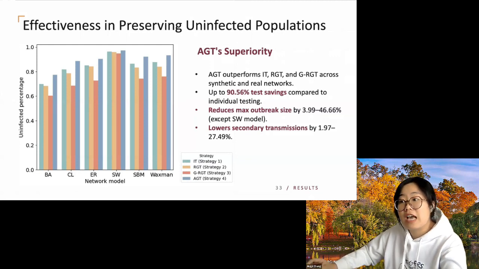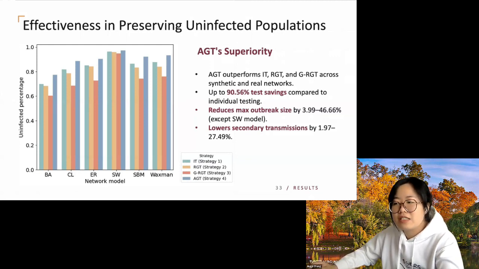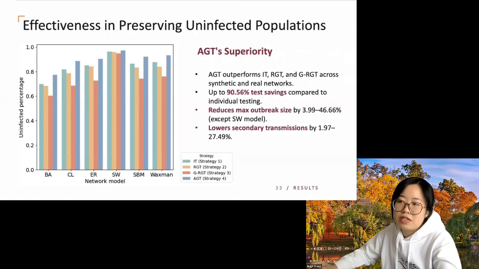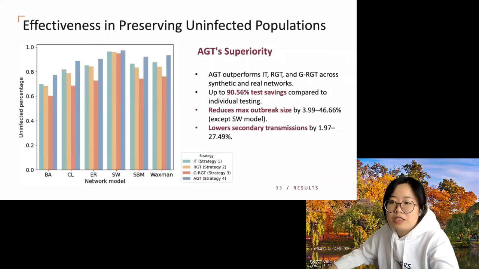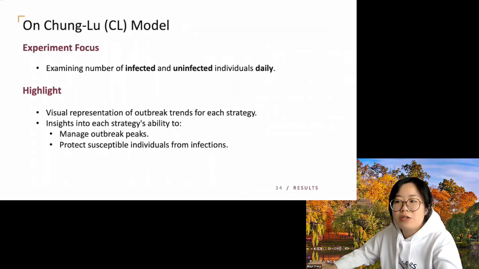Since the network structure is heterogeneous, our AGT can save about 87 to 90% of the tests compared to the individual testing method. And AGT successfully reduces the maximum outbreak size by about 3.9 to 46% as compared to other strategies, which helps reduce the burden on the public healthcare system during outbreaks. Moreover, with the help of the tracing mode in AGT, the number of secondary transmissions is lowered by approximately 1.9 to 27%. Now, let's focus on the Chung-Lu model.